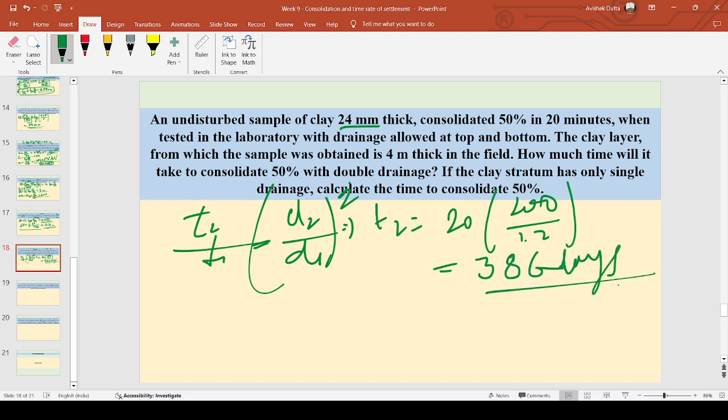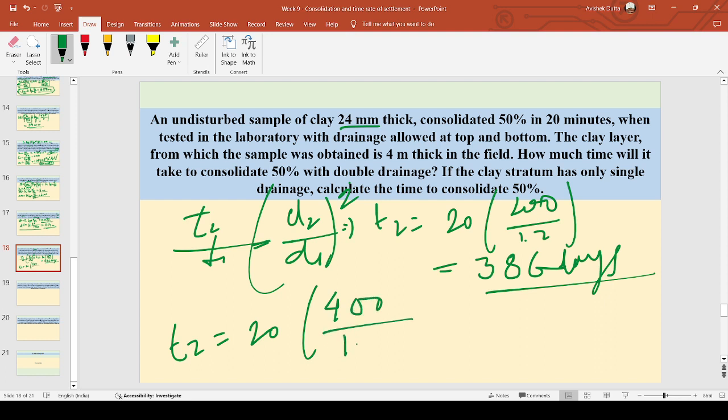386 days. T2 by T1 equals D2 by T1, whole square. Now again, for single drainage, it is very easy. T2 will be equal to how much? 20 into, for single drainage, it will be equal to how much? 4 meter or 400 centimeter.